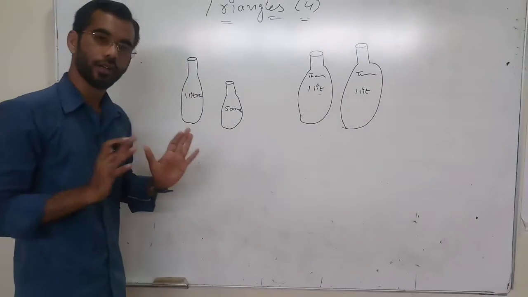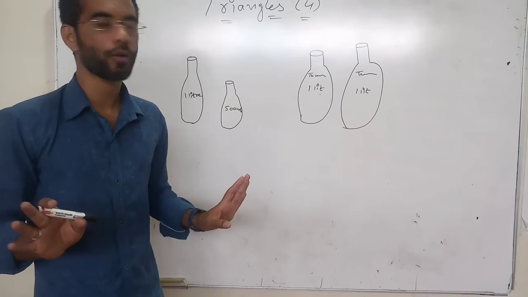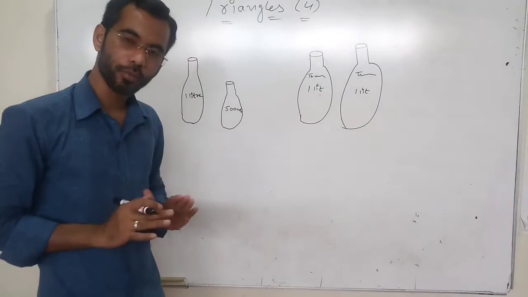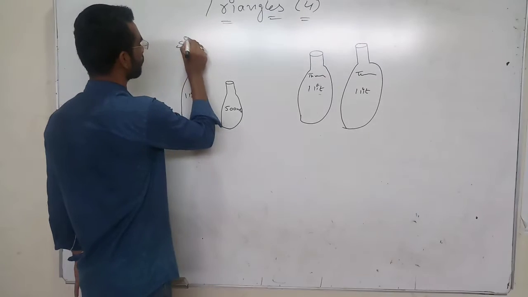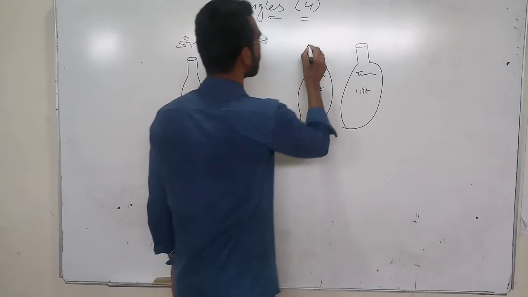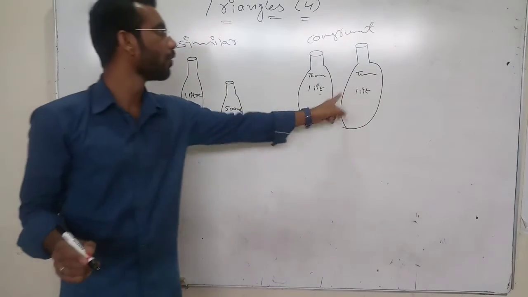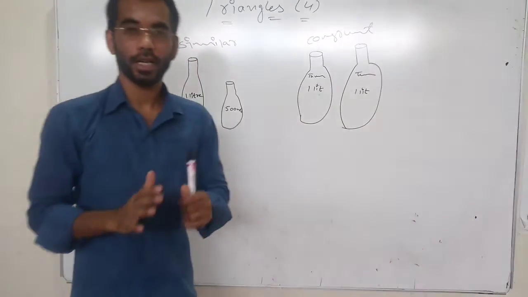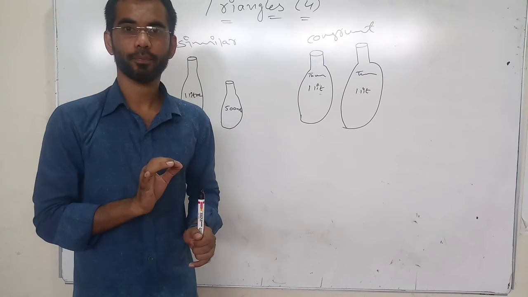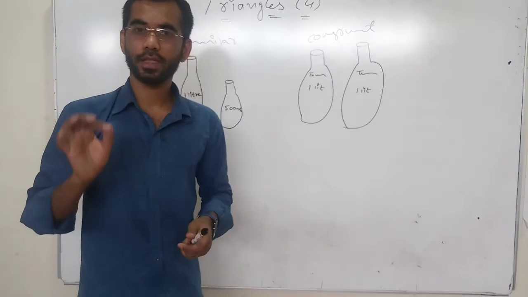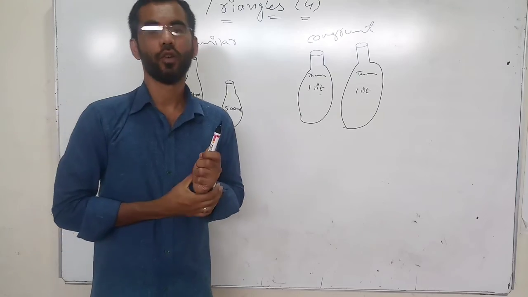In similar, if the sizes are different, no problem, but the shape should be the same. This is the example for similar, and that is the example for congruent. What is similar? In similar, it doesn't depend upon the size, but the shape should be the same. And in congruence, size, shape, weight, quantity, quality, everything should be the same. It is called congruence.